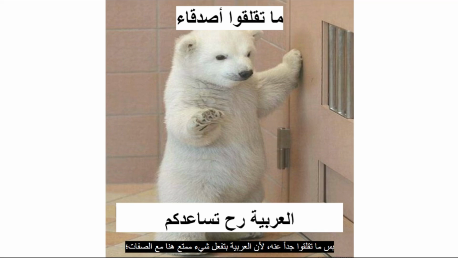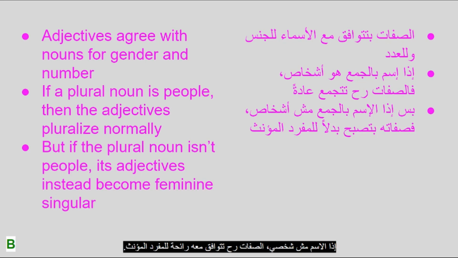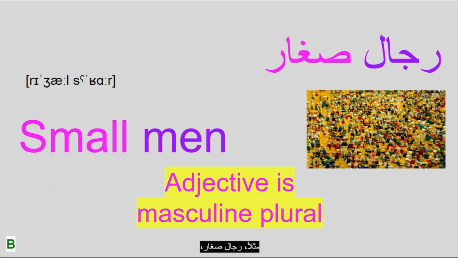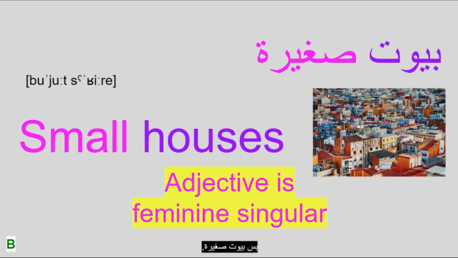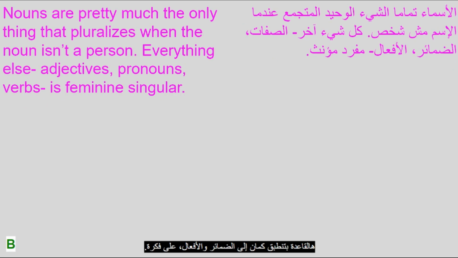But don't worry too much about that, because Arabic does something interesting with the adjectives here. If a noun is plural, its adjectives will only pluralize if the noun refers to people. If the noun isn't human, then the adjectives will agree to it by going to the feminine singular. For example, small men is رجال صغار, but small houses is بيوت صغيرة. This means that you only have to know irregular masculine plurals for adjectives that commonly describe people, like the two examples from earlier. This rule also applies to pronouns and verbs, by the way.